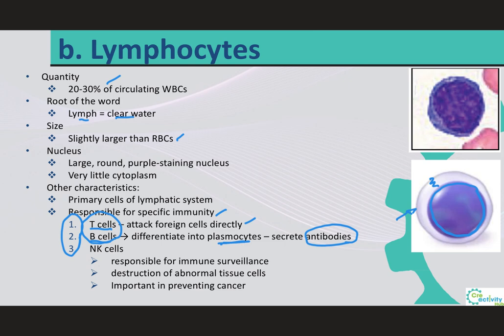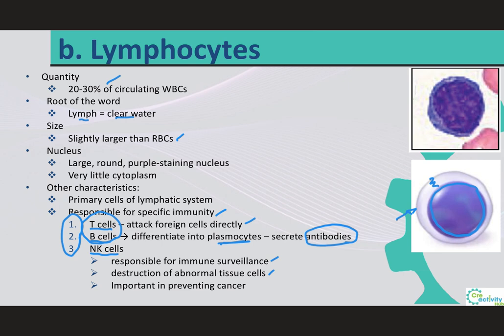And the last type of cell are the NK cells. They're called natural killer cells. They are the largest agranular lymphocyte, and they are going to be responsible for the immune surveillance and the destruction of abnormal tissue cells. So they do live up to their name because they go in there and destroy everything that's not normal to the tissue.